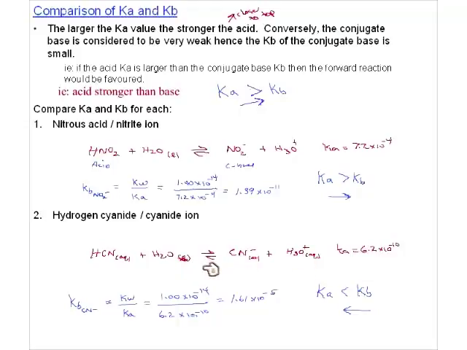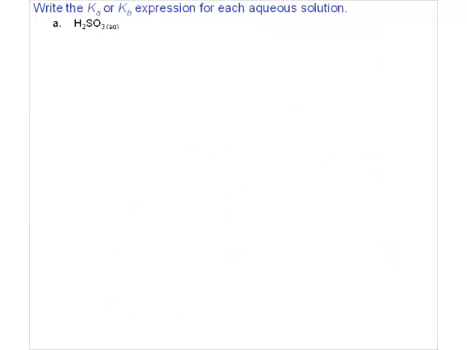So this reaction is going to go in the reverse direction here. Okay? So that's what we're looking at. We're comparing Kas and Kbs. All right, we want to be able to write some expressions here. So this is generally a review of what we've just done here.